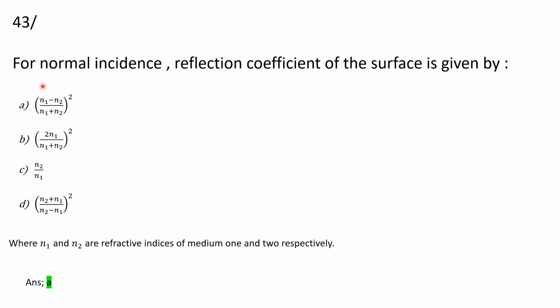Then for normal incidence, the reflection coefficient of the surface is given by, and here you can see the options, and here it has been mentioned that n1 and n2 are the refractive indices of medium 1 and 2 respectively, and we know that the reflection coefficient is equal to the square of (n1 minus n2) by (n1 plus n2). So here option A is the right answer.